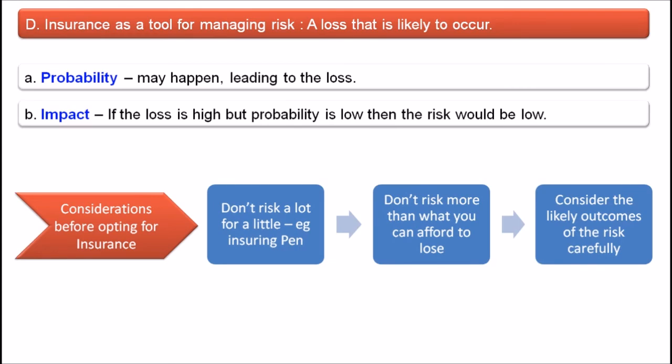What else? Consider the likely outcomes of the risk carefully. Just before taking insurance, think carefully about what will happen if something happens. Otherwise, don't take it. For example, the pen: if it is lost, nothing will happen. But when it comes to life, think carefully. Consider the likely outcomes of the risk carefully. If something happens to the head of the family, what is going to happen? That is how you have to take insurance.